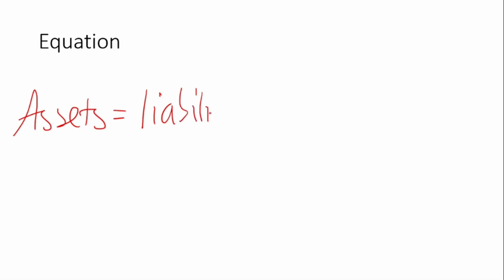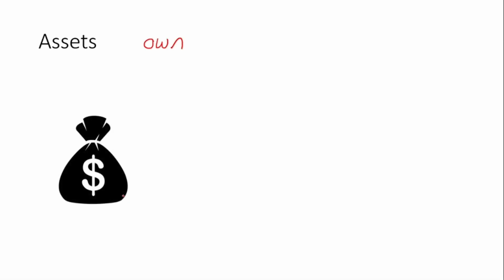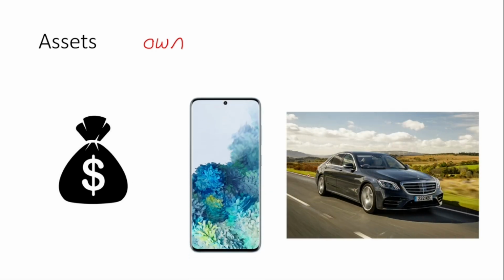So the equation is assets equals liabilities plus capital. I'll explain each one bit by bit. So let's start off with assets. Assets are basically the things that you own. So they can be like cash, it could be like mobile phones, or it could be cars.